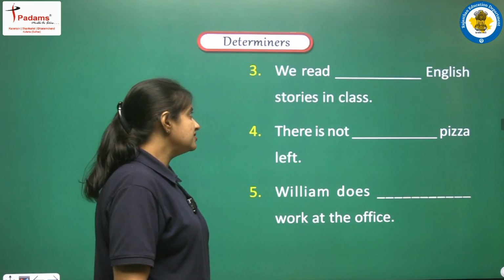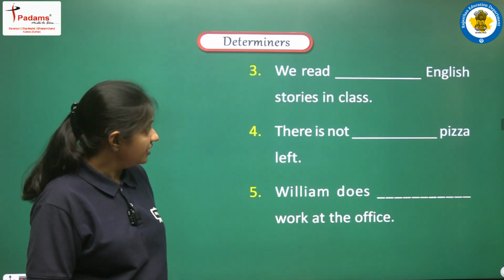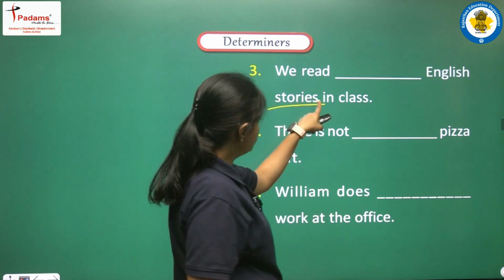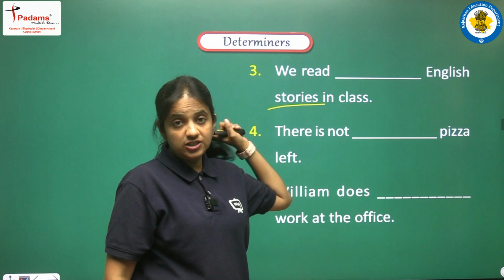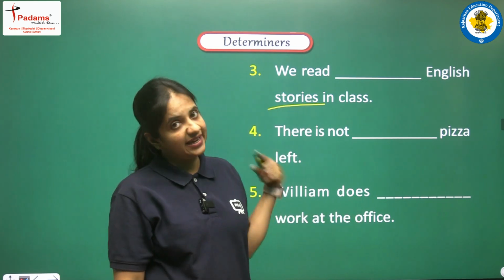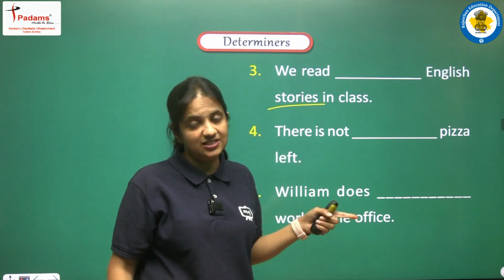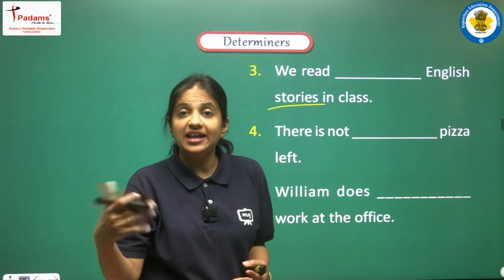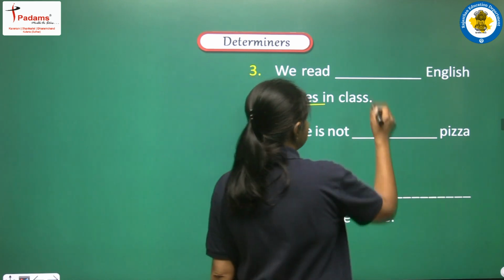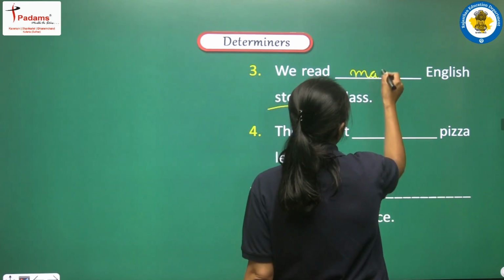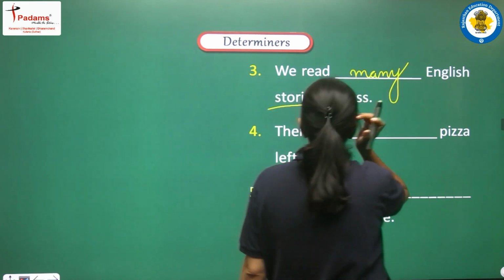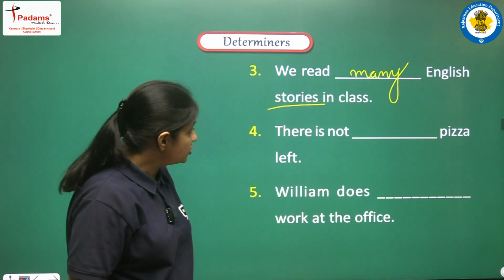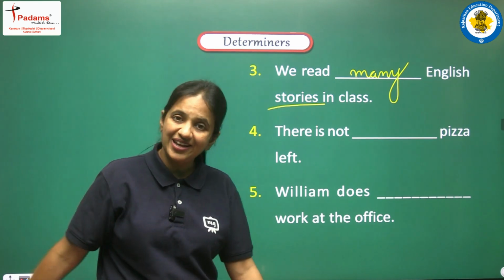Moving on, next sentence, we read English stories in class. So here we are having stories. First of all, we can say that stories is a plural noun. Second, can we count stories? Yes, stories is a countable noun. We can say now that in our book we are having 10 stories. Okay, so stories is a countable noun. So yes, here in this blank we have to write many, and the complete sentence will be, we read many English stories in class. Okay.